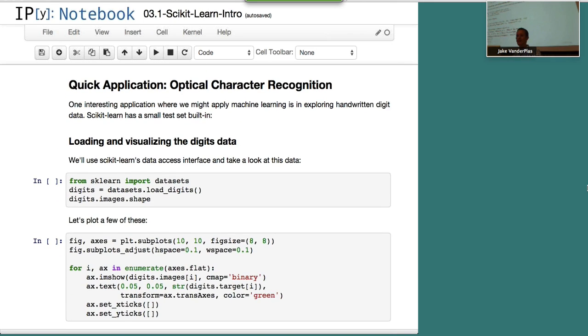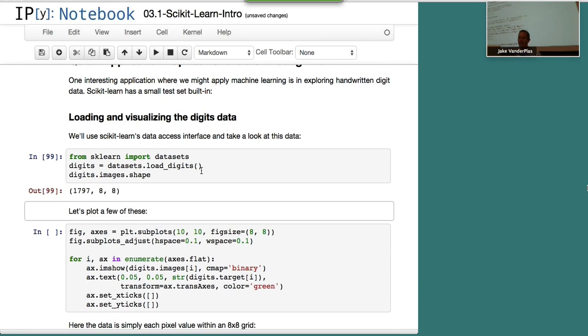I'm going to skip this for now. In the last 5 minutes, I want to show you a quick application on some data that's a little more interesting than the irises. This is something that shows, given a data set, how you might approach it. The data set we're going to look at is these handwritten digits.